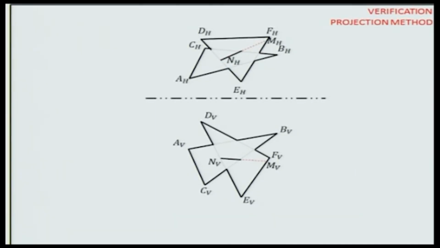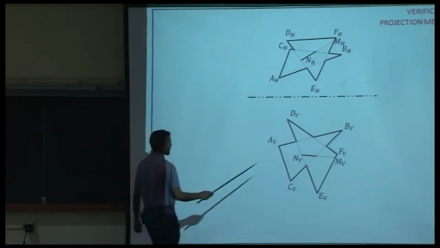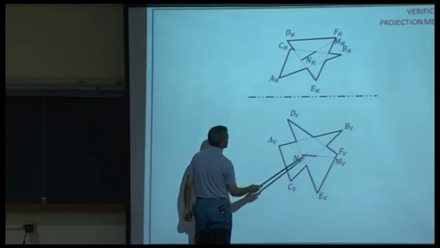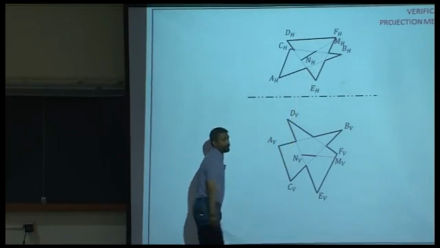Even the line of intersection will be visible. So keep that in mind. So we need to figure out the visibility of this segment, this segment, this segment, this segment, this one here, and this one, this one, this one, this one, this one, and this one here. Okay?